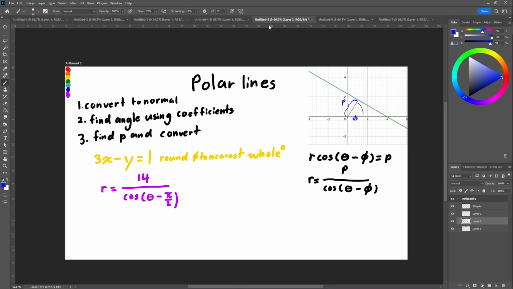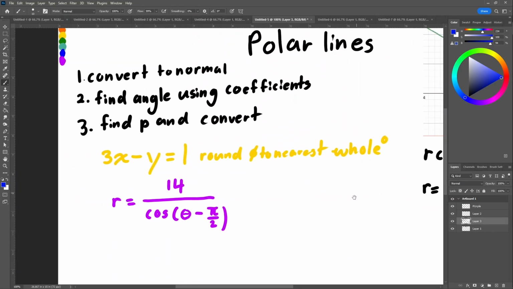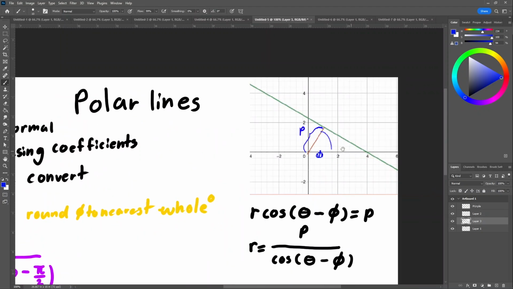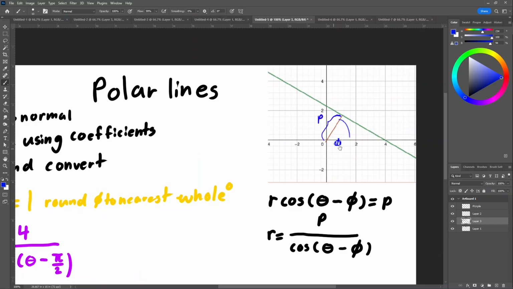Up next, we're jumping around a little bit. We get polar lines and how we convert a line into polar. So if we want to convert this green line into polar, we'd want to first find its normal and the angle that it creates.